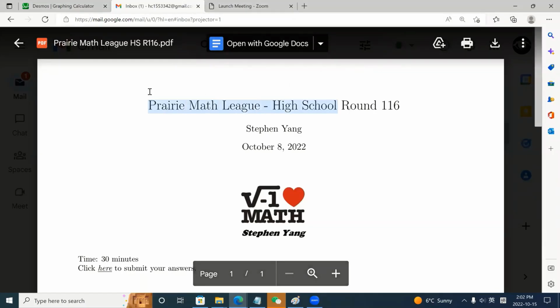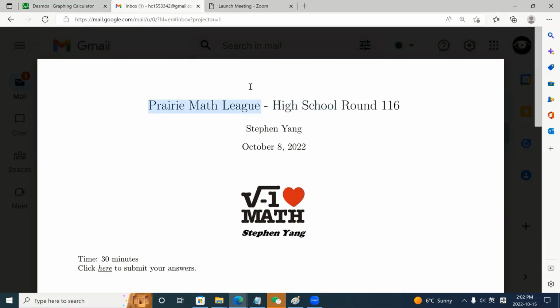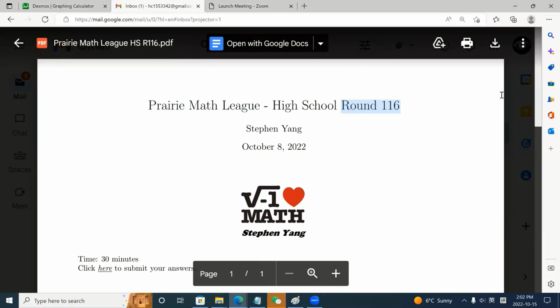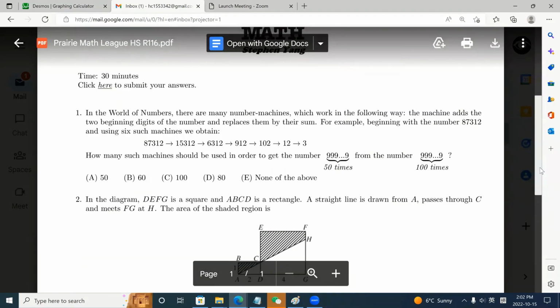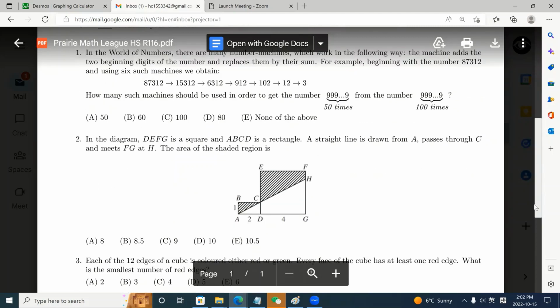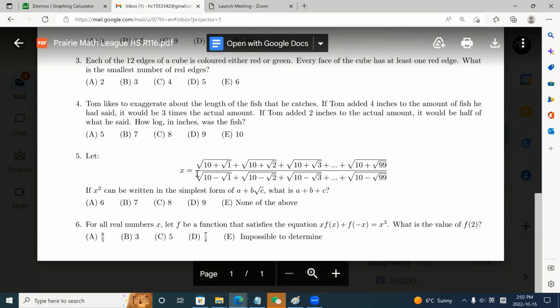We'll be doing Prairie Math League round number 116. The most requested one is question 5, which is the one I will be doing. So this is question 5.